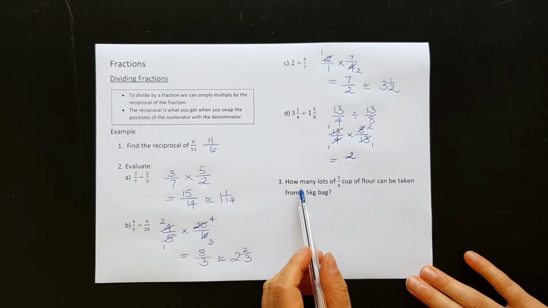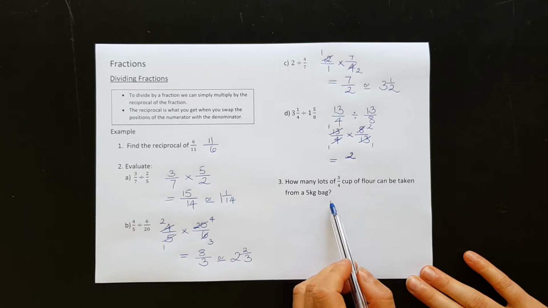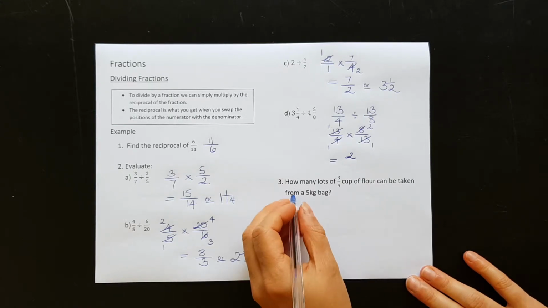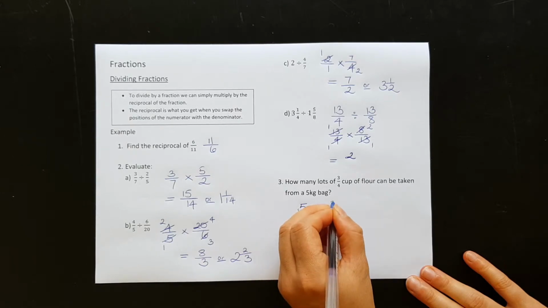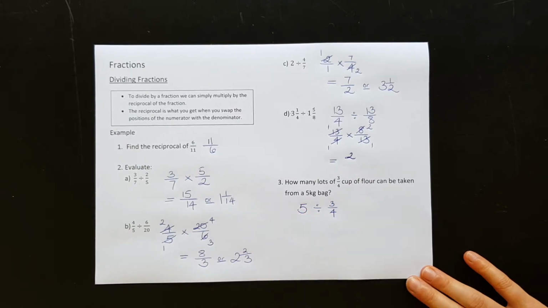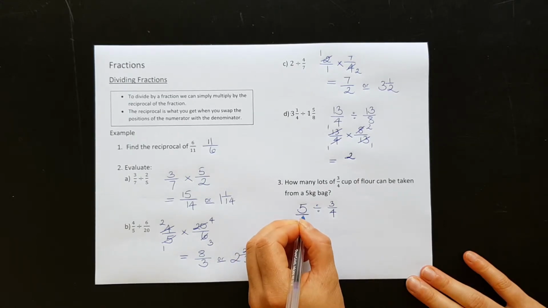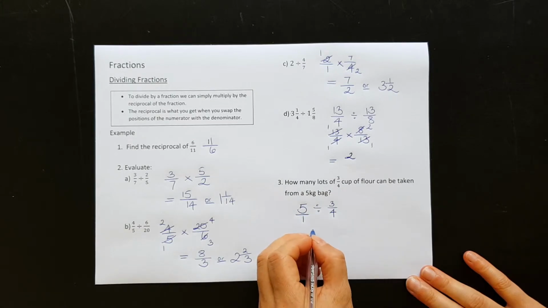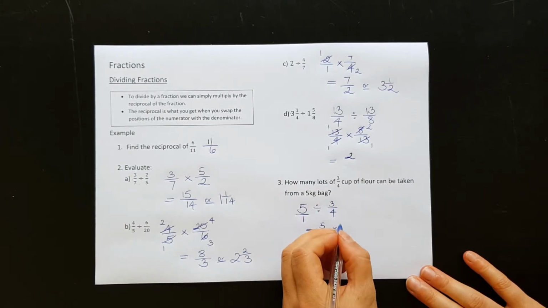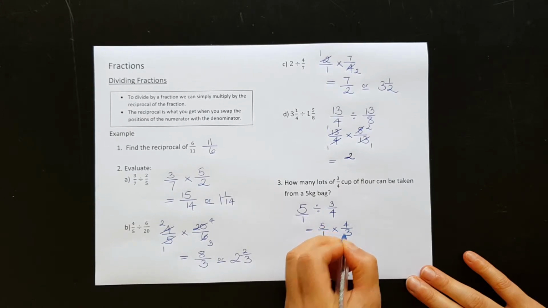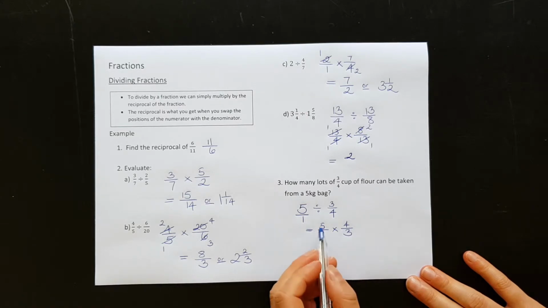Question 3. How many lots of 3/4 of a cup of flour can be taken from a 5 kilogram bag? All right, so if we have a 5 kilogram bag of flour, we want to divide it up into 3/4 cupfuls. To divide, we're going to have to think of that as being 5 over 1. Then we're going to have to change our divide into a times by turning this fraction upside down.